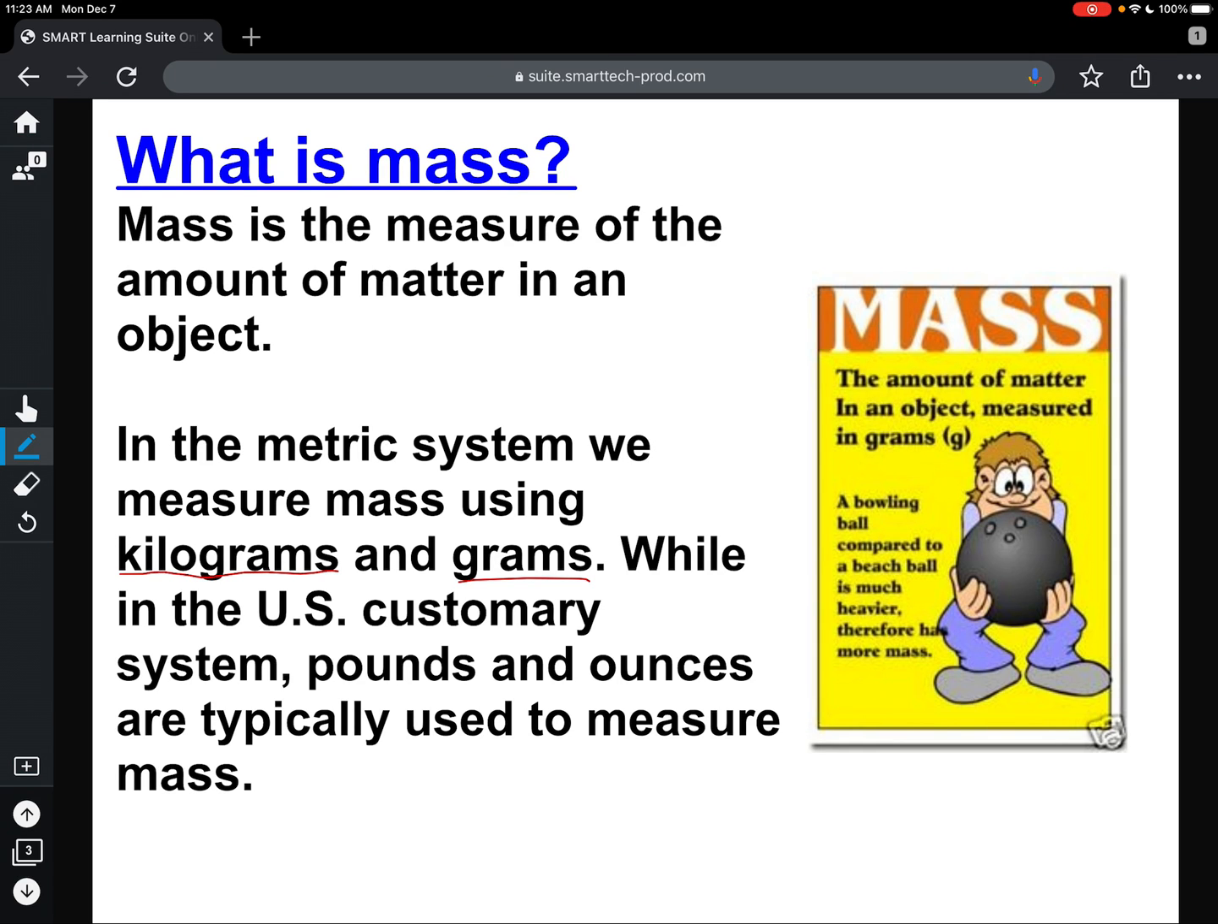So if we look at a bowling ball, take a look at the poster on the right. A bowling ball compared to a beach ball is much heavier, therefore it has more mass. Mass is the stuff inside, the amount of matter in an object. So a bowling ball could be the same size as a beach ball. They could look the same, but when you pick them up, you will notice that the bowling ball is much heavier. That's because of mass. It's the amount of matter inside the object. So today, we're going to focus on kilograms and grams, which are the units of measurement that we use when we talk about mass.